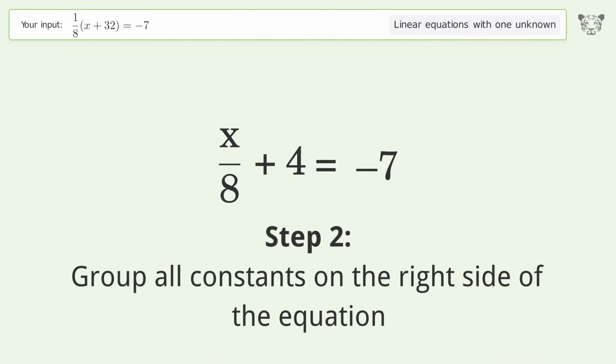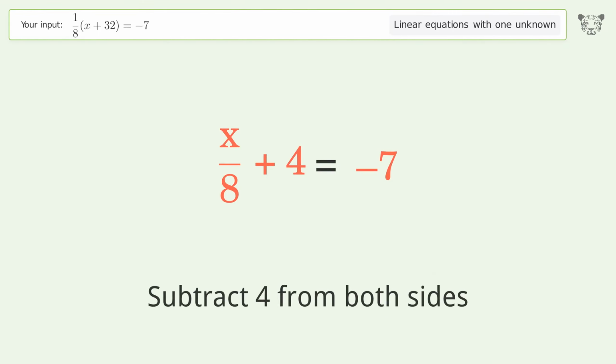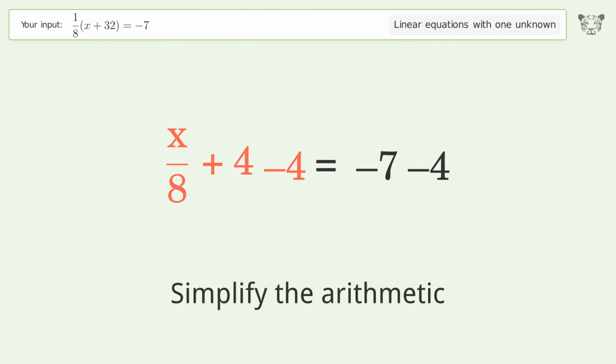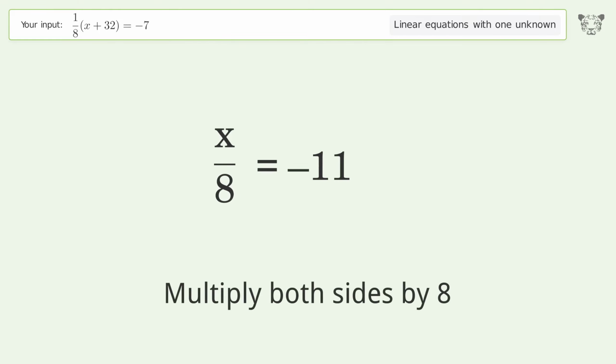Group all constants on the right side of the equation. Subtract 4 from both sides. Simplify the arithmetic. Isolate the x. Multiply both sides by 8.